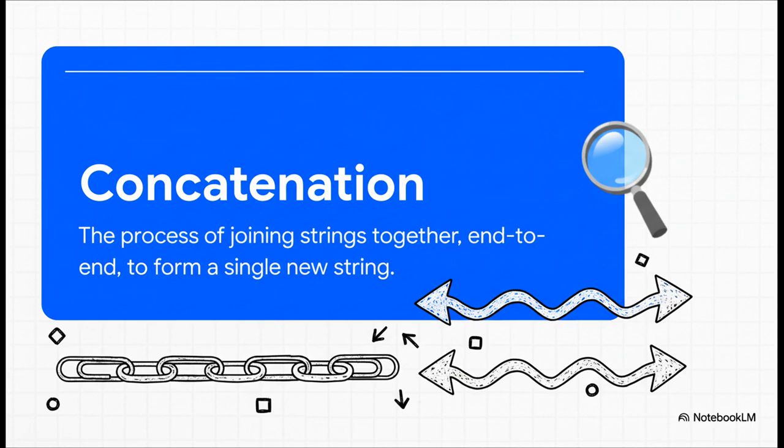It sounds complicated, but all it means is linking things together, end to end. I mean, imagine you have two paper clips. When you link them together to make a little chain, that's concatenation. We're just doing that same exact thing, but with words instead of paper clips.